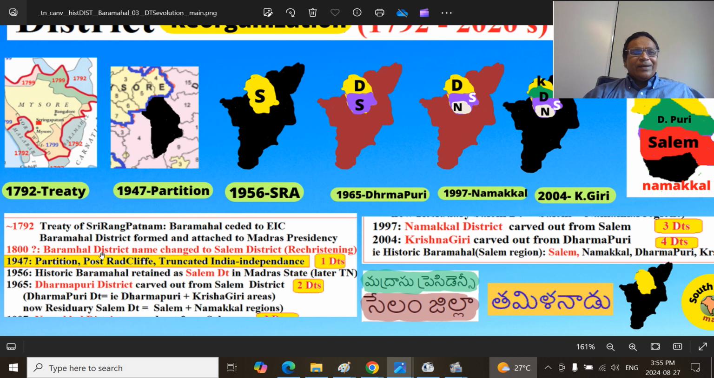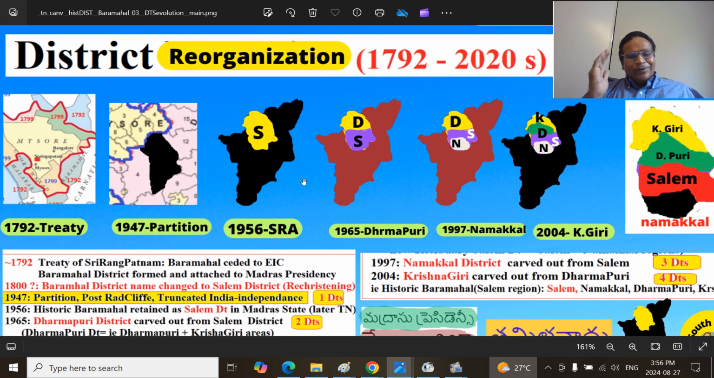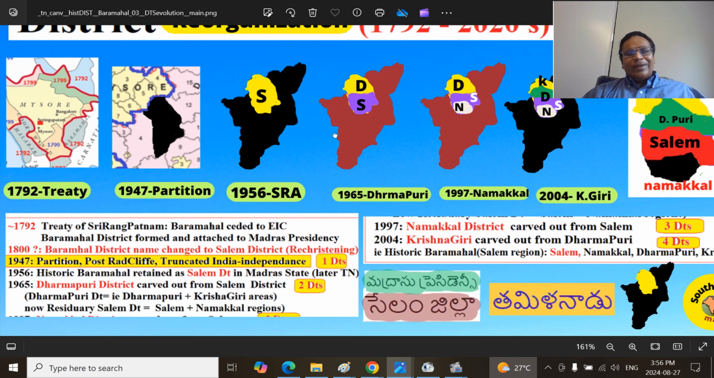I talked about elsewhere. So 1800 somewhere I couldn't find the mention, because it is very rare to see the word Baramahal. That's why I have particularly used this word Baramahal, so that if you're a resident domicile of Tamil Nadu, you will know more about the land. If you're outside Tamil Nadu, you will also know. So it was rechristened after some time into Salem district.